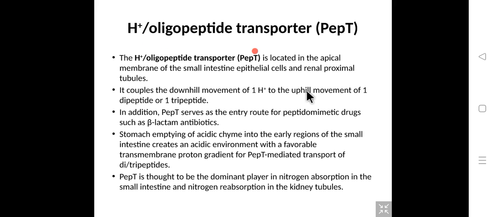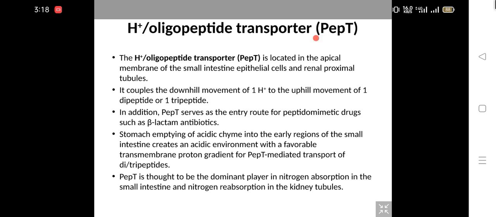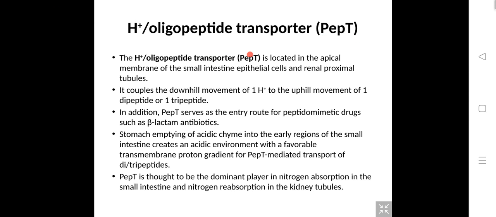It's called the proton oligopeptide transporter, abbreviated PEPT, located in the apical membrane of intestinal epithelial cells. The epithelial cells are the ones on the side of the intestine where the food comes through. It is also found in the renal proximal tubule.